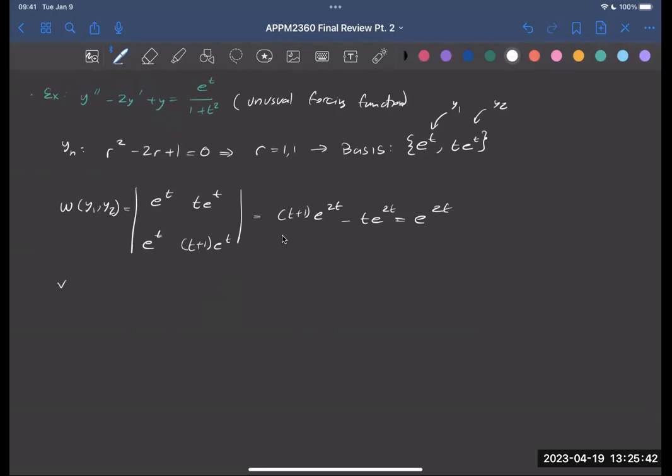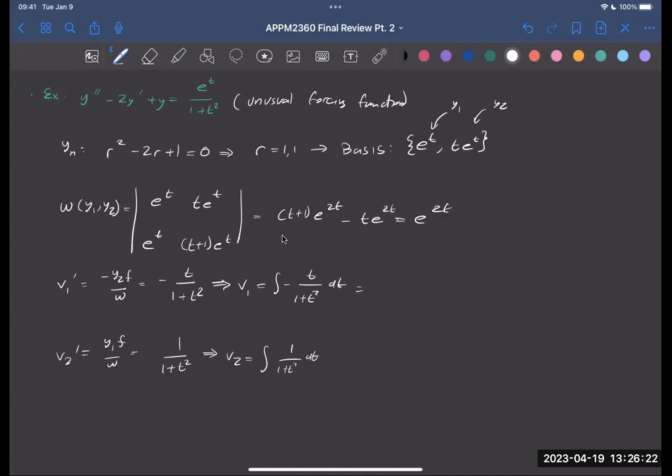We can now take these defined derivatives, that v1 prime is equal to negative y2 f over w, and v2 prime is equal to y1 f over w. Let's substitute in the values that we got from our original differential equation. So this is negative t over 1 plus t squared. This will be 1 over 1 plus t squared. And then to find the actual v1 and v2, we can integrate. So v1 is equal to the integral of negative t over 1 plus t squared dt. v2 is equal to the integral of 1 over 1 plus t squared dt, which is just equal to, this bottom one, it'll just be arctangent of t.